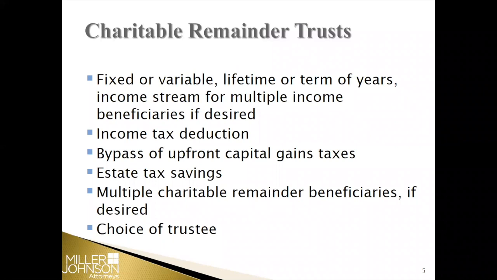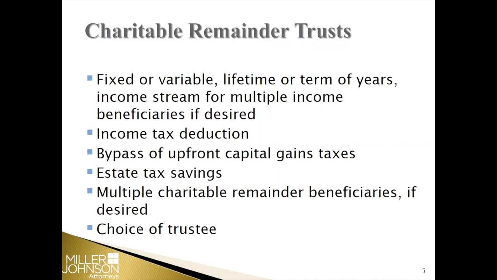It's a great way to obtain an income tax deduction for the donor. There are opportunities to bypass capital gains taxes, and estate tax savings. The donor receives an income stream that can be a fixed or variable income stream that can be for a lifetime or a term of years. You can have multiple income beneficiaries that receive that income. Many times it's a husband and a wife that receive that income stream. And then you can have multiple remainder beneficiaries.